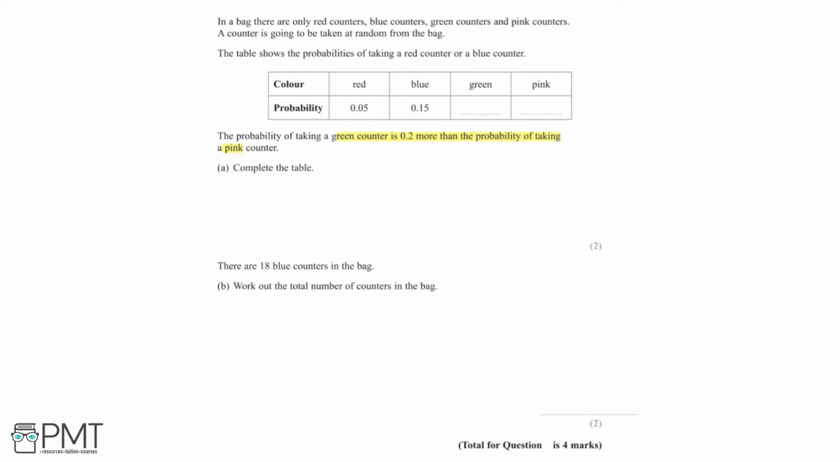Now the first thing that we can identify is the fact that all of the probabilities must add up to 1, which means that the probability of red plus the probability of blue plus the probability of green plus the probability of pink should all equal 1.